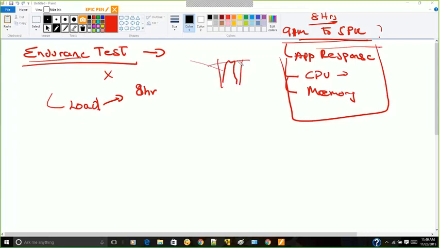That's the peak load that we'll take for stress test. Load test, we'll do this when we're doing the workload modeling. This peak load, what you'll do, you'll sustain this peak load for 8 hours to see how your application behaves.